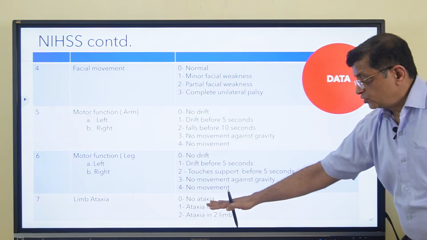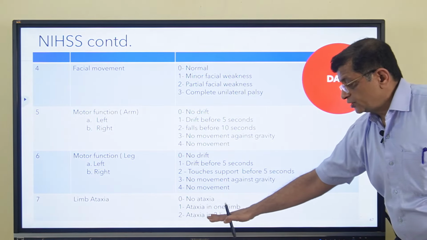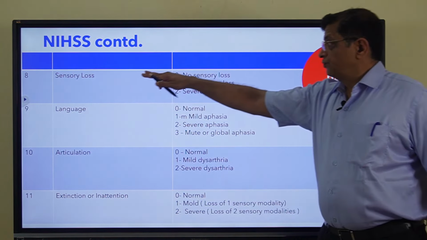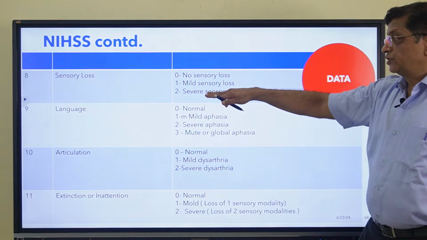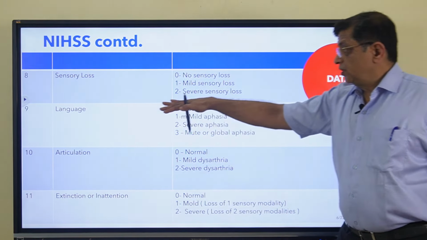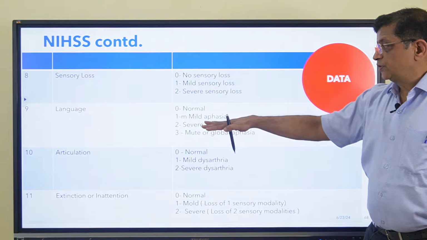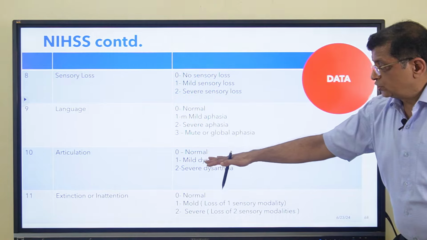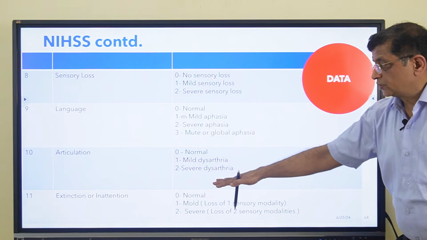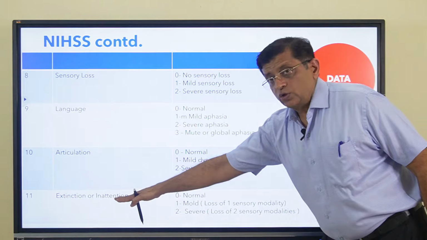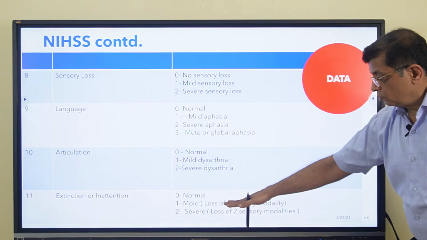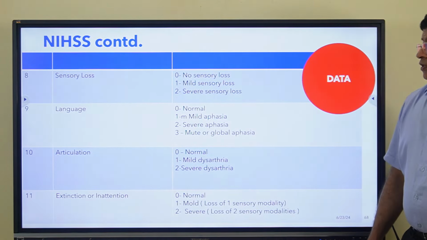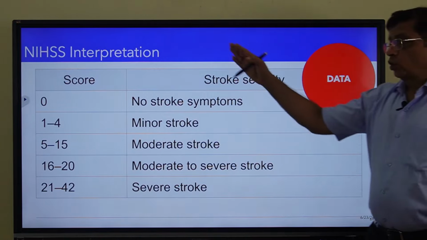Then check for ataxia. If there is no ataxia, 0. If there is ataxia in both limbs, 2. Then sensory loss. If there is no sensory loss, 0. If it is severe sensory loss, 2. Language: normal 0, mild aphasia 1, severe aphasia 2, and mute or global aphasia 3. Then articulation: normal 0, mild dysarthria 1, severe dysarthria 2. Lastly, extinction or inattention: normal 0, mild loss of one sensory modality 1, and severe loss of 2 sensory modalities. When you add up these points, you get a total score.